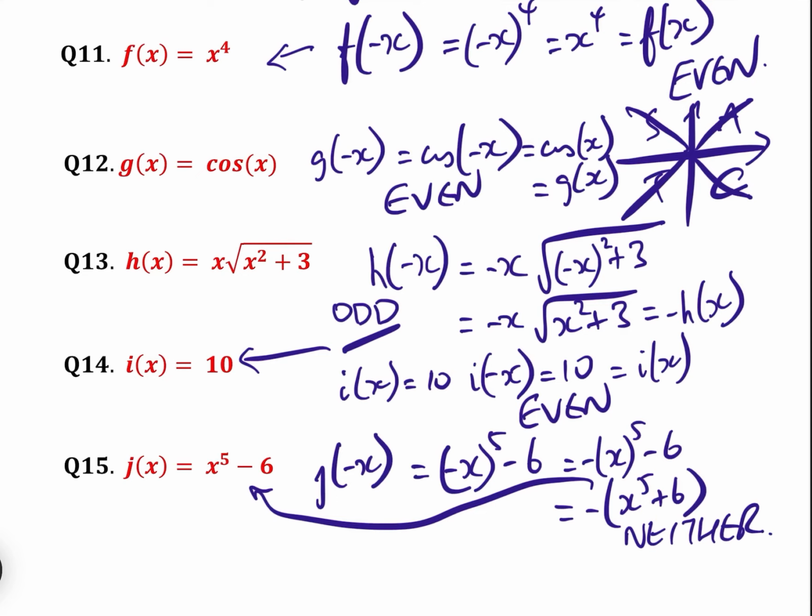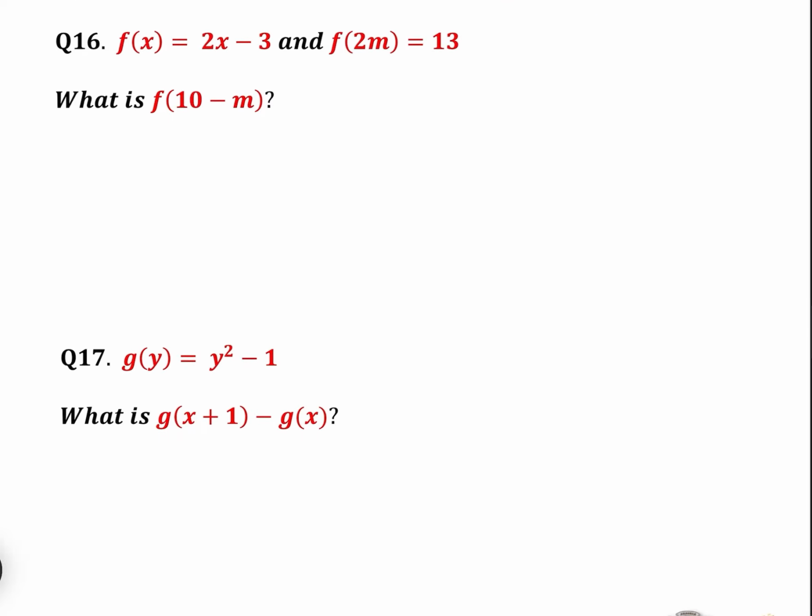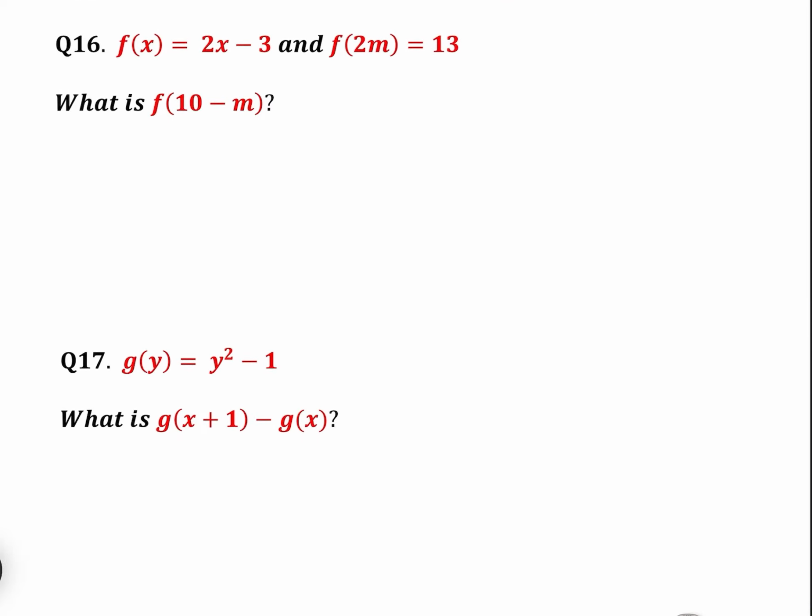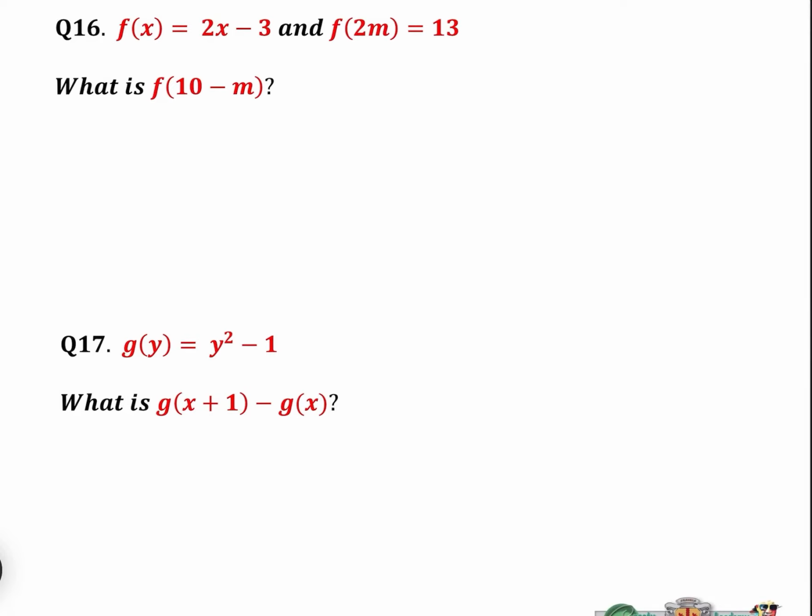Okay, that's question 15. Okay, now they're beginning to get a little bit harder. So these will be the sort of questions that you would see towards the end of a college entrance exam. So f of x equals 2x minus 3. I'll tell you what, 16 and 17, if you want to do them first, just pause the video.